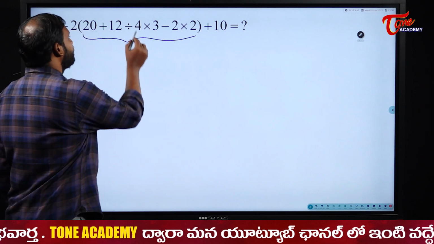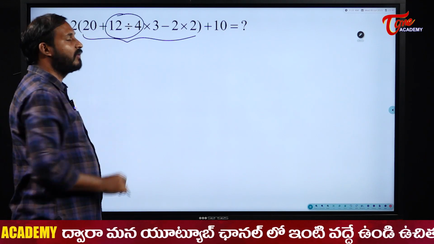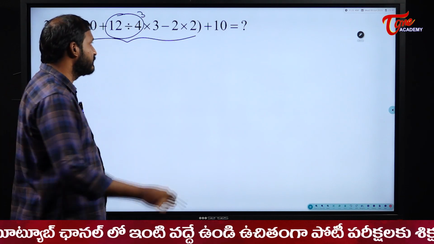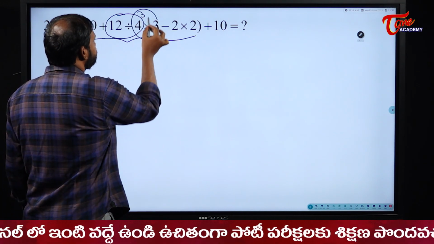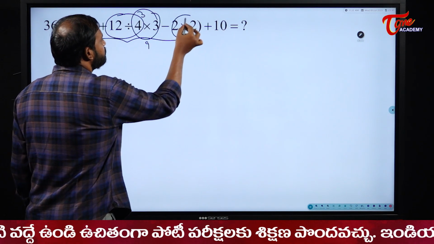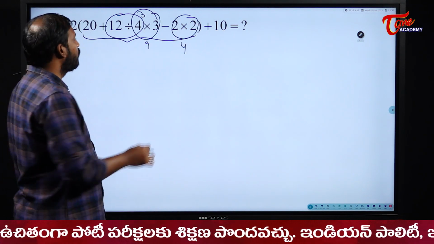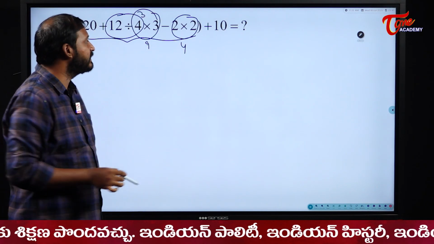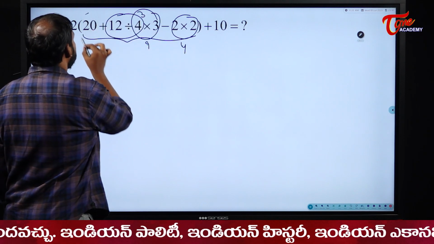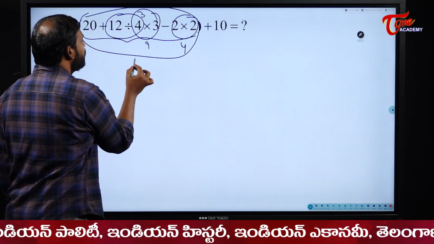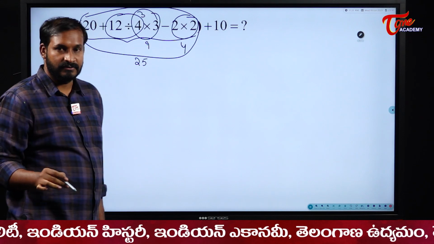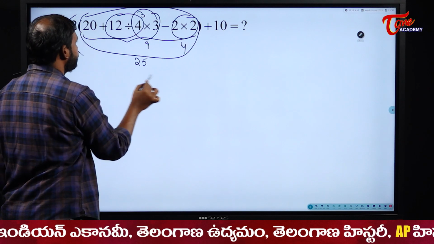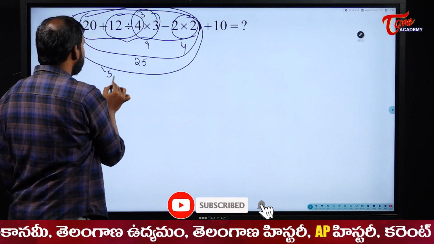For division. So, 12 divided by 4, what is it? 3. After this, I should give importance to multiplication. So, 3 3s are what? 9. And here 2 2s are what? 4. So, overall this becomes what here? 20 plus 9 minus 4. 20 plus 9, it becomes 29. Minus 4, it becomes 25. That means overall this bracket is 25. Now, 2 into 25, it becomes 50, which is minus 50.